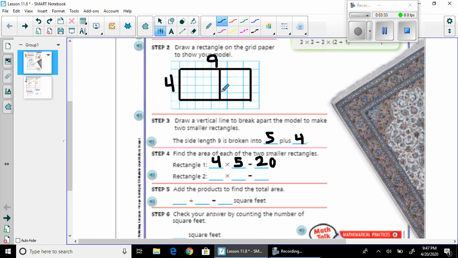Okay, and here is our second rectangle. So again, our length stayed the same. So our first factor would be 4. Okay, and then our width changed, and it is 4. So now I have 4 groups of 4. And 4 groups of 4 is 16.